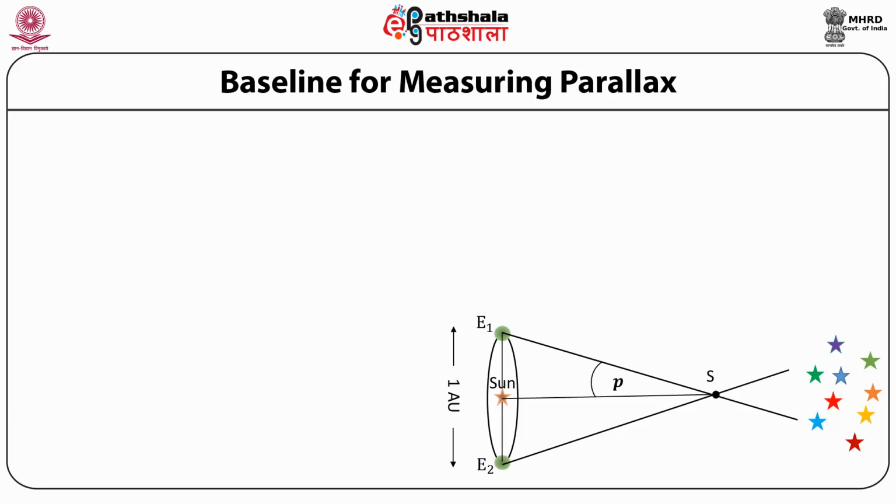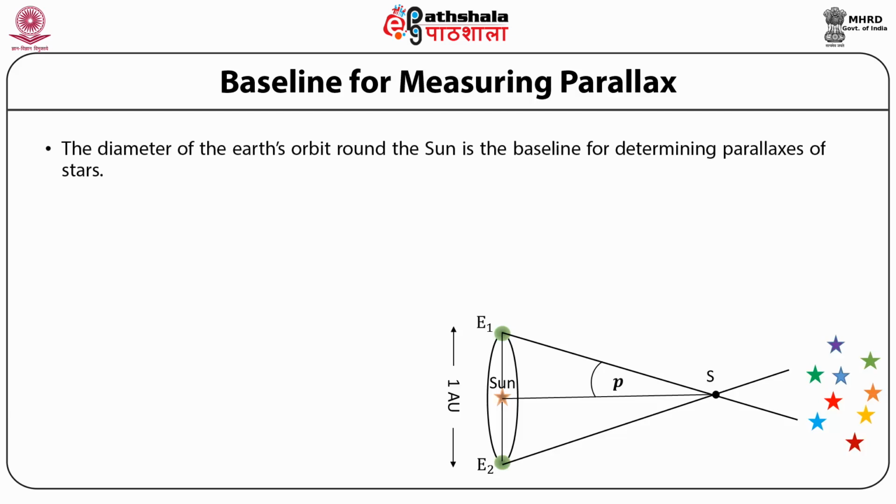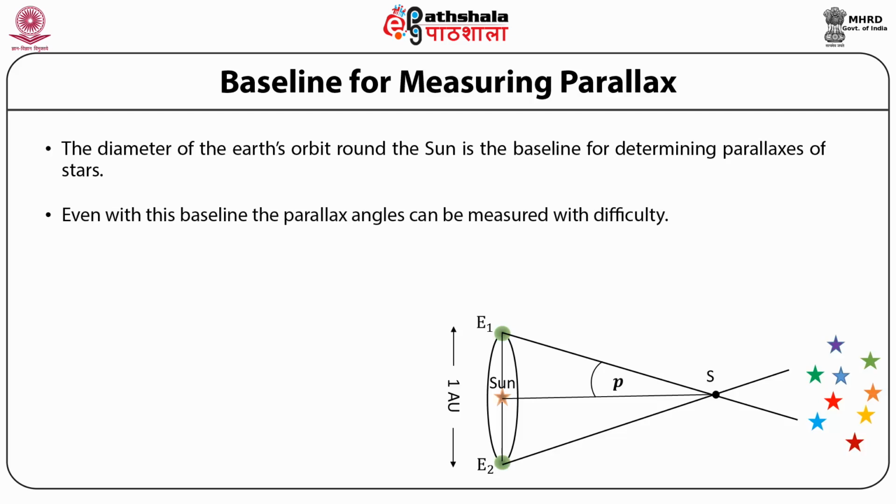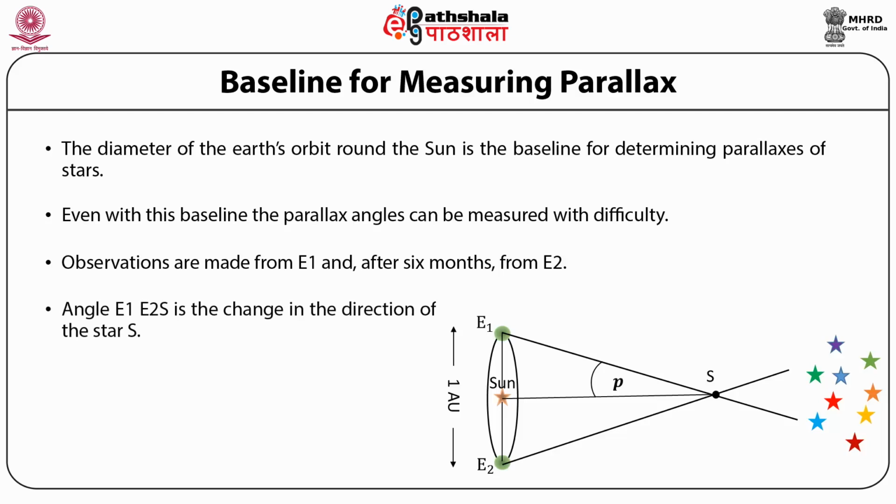The longest baseline available to the observers on Earth is the diameter of Earth's orbit around the Sun, which is shown in the picture. Even with this baseline, the parallax angles can be measured only with difficulty. Observations are made from E1 and after 6 months from E2. E1 and E2 are the opposite ends of Earth's orbit. Angle E1SE2 is the change in the direction of the star S. Half of this angle, represented as P, is called the parallax or the annual parallax of the object S.